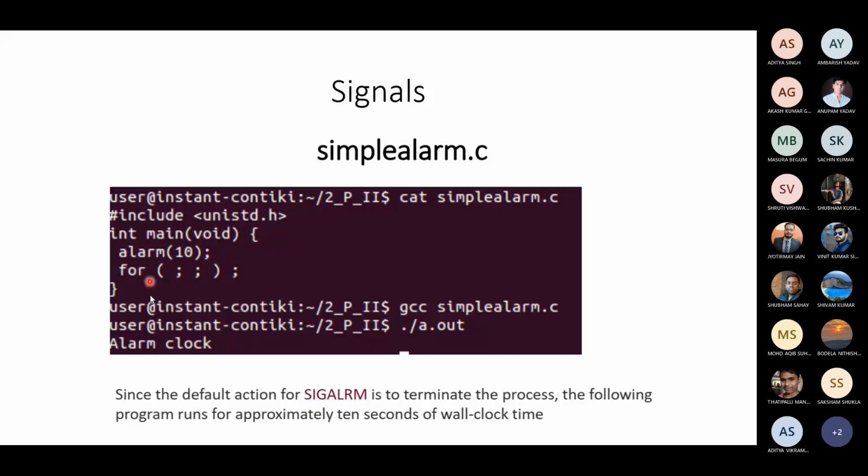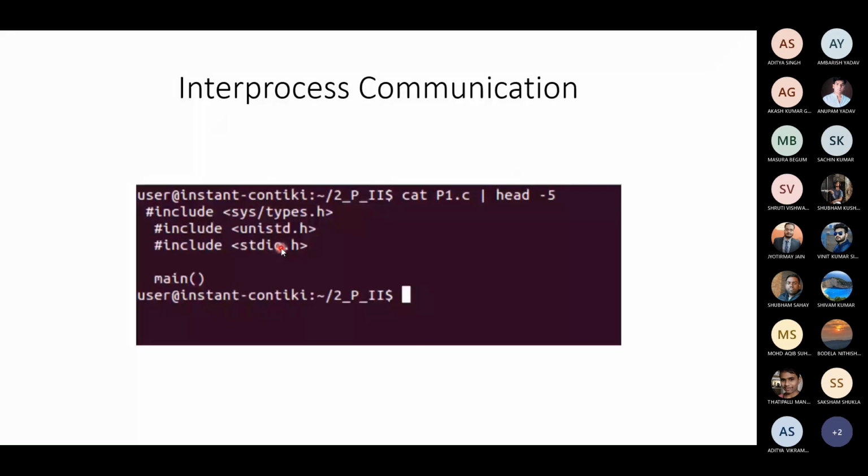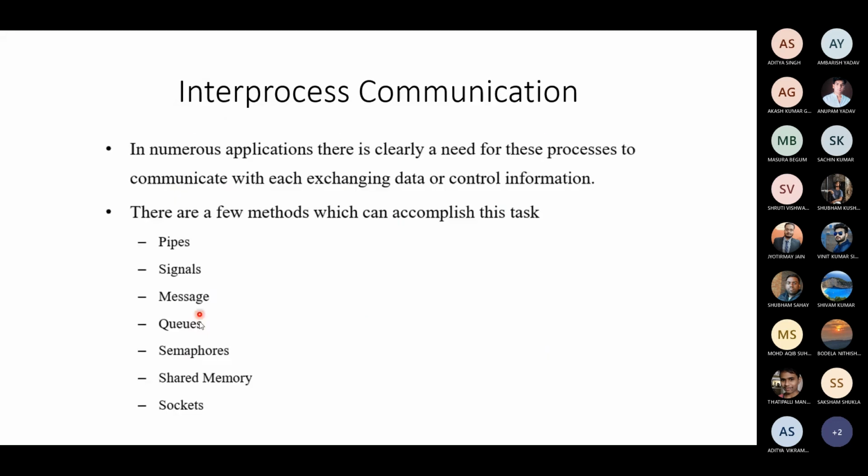This is because of the signal generated by the alarm, which is to terminate the process and runs in approximately 10 seconds of wall clock time. After that, it will terminate the process. So processes will be communicating with each other using these various system calls and various methods.